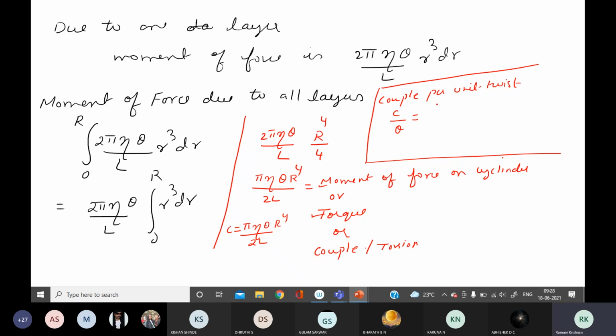What will happen here? πηα⁴/2L is called couple per unit twist. Couple per unit twist. Okay. We'll go back for this revision again now.